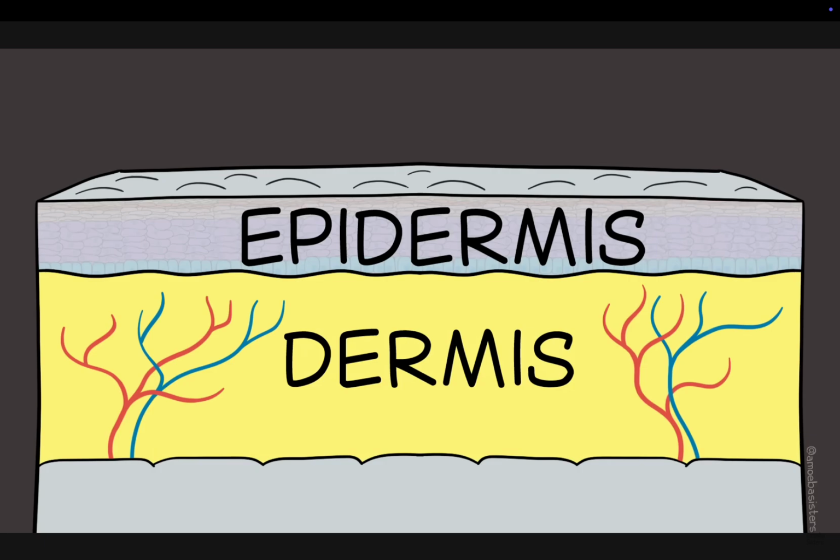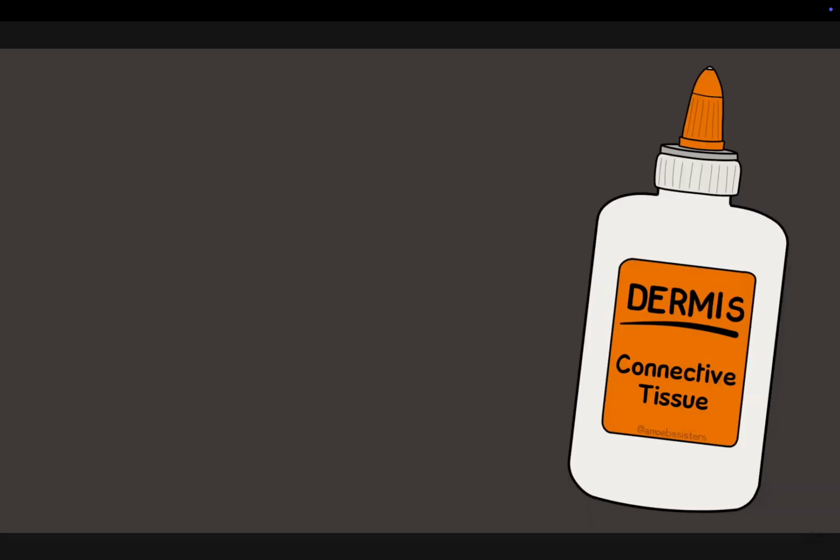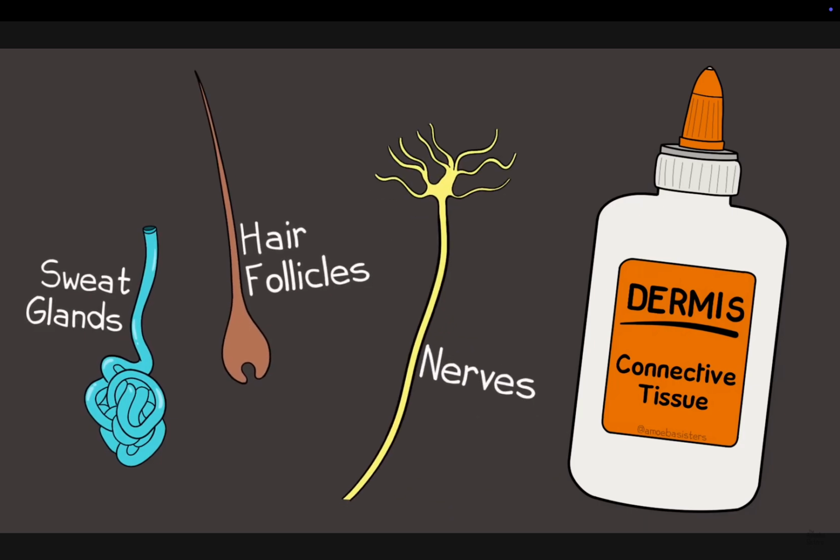The dermis. Unlike the epidermis, you will find blood vessels in the dermis. The dermis is a type of connective tissue, which is a non-epidermal type of tissue that connects things together in the body. You'll also find sweat glands, hair follicles, and nerves in the dermis.